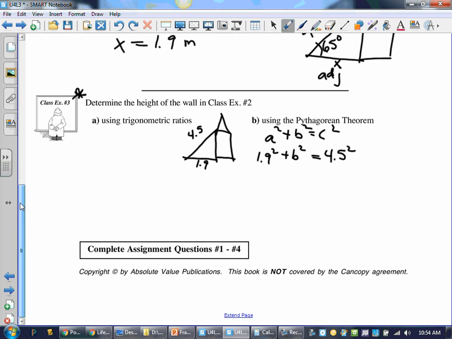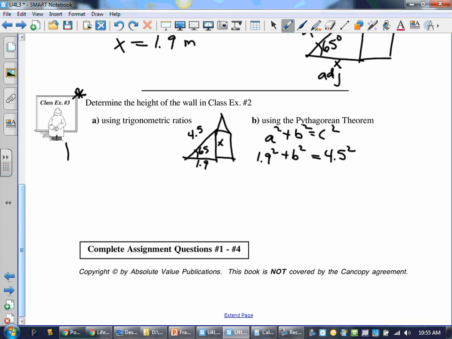Or you have the option to use the trig ratios. What are you looking for? What do you have? What do you know? What do you want? Okay, we've got 65 right here. What are you looking for? Compared to 65, here's what I want. That's the opposite. So I don't care now. You can use opposite and hypotenuse. You could use opposite and adjacent. It doesn't matter what you use. I'm going to use opposite and hypotenuse.